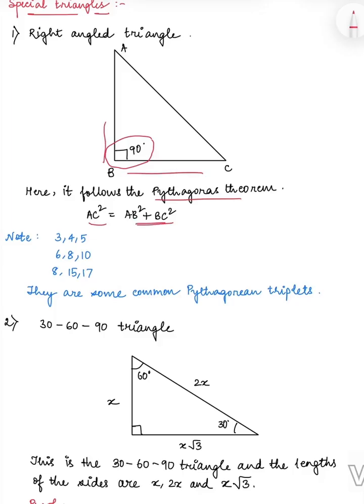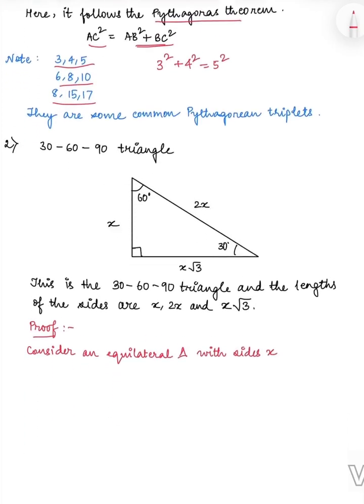Now I have just included some common triplets so that it's easier to spot and solve questions. So the first is 3, 4, 5, then 6, 8, 10, then 8, 15, 17. So basically 3 square plus 4 square is equal to 5 square, and similarly, right? Just keep them in mind. It's not necessary to memorize.